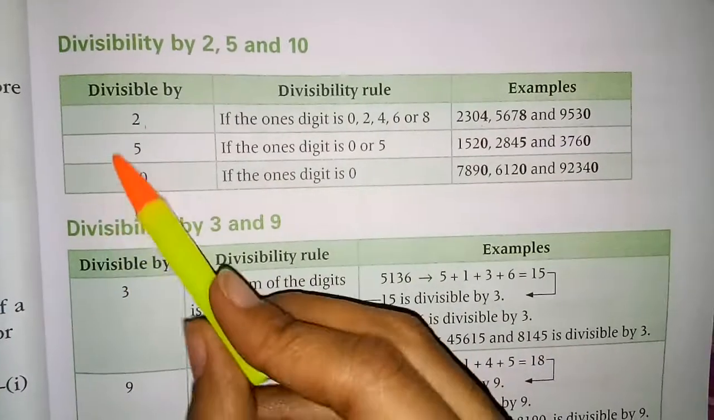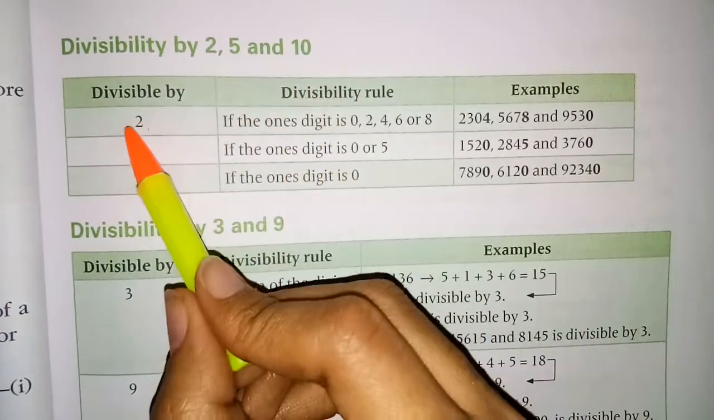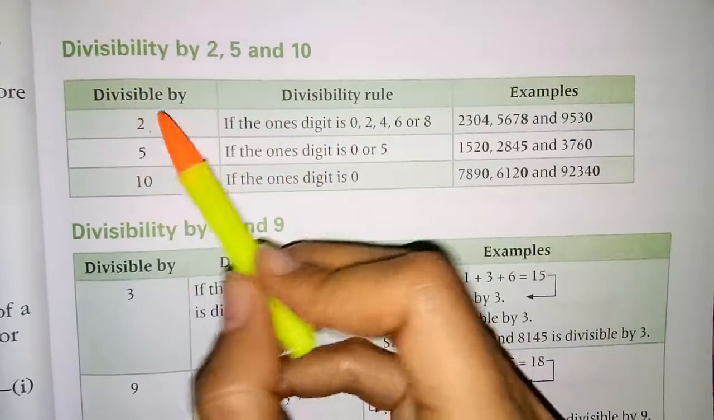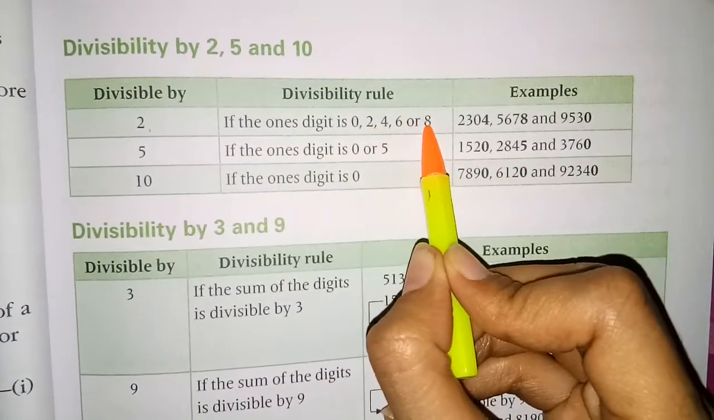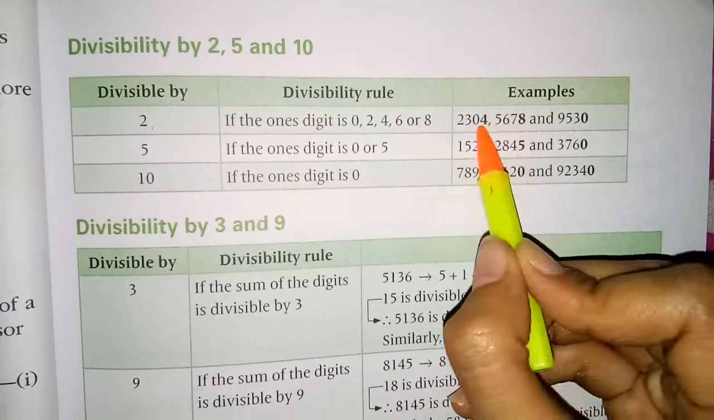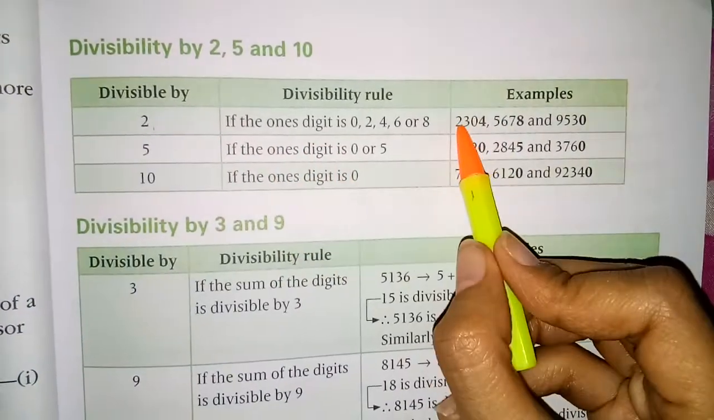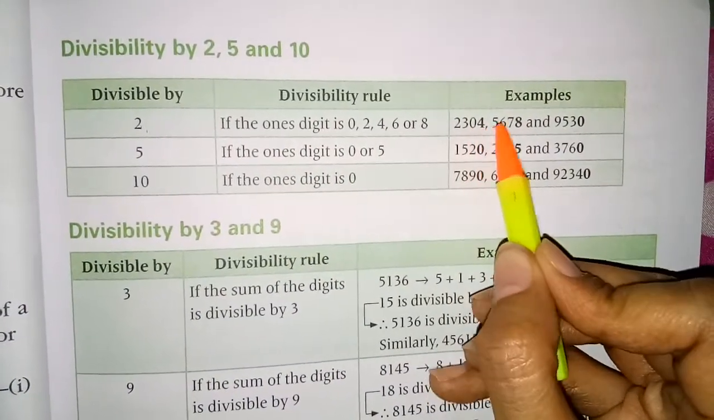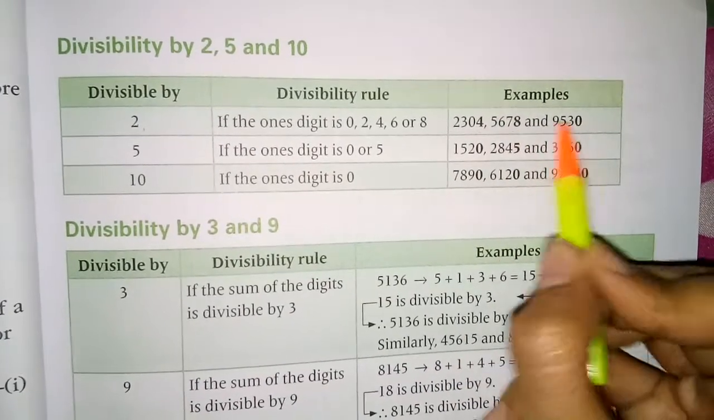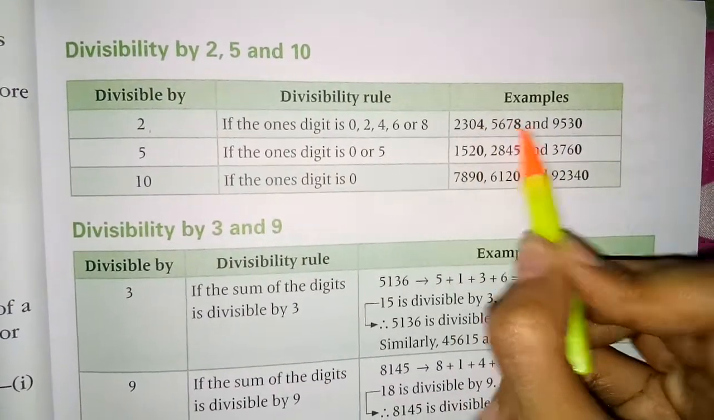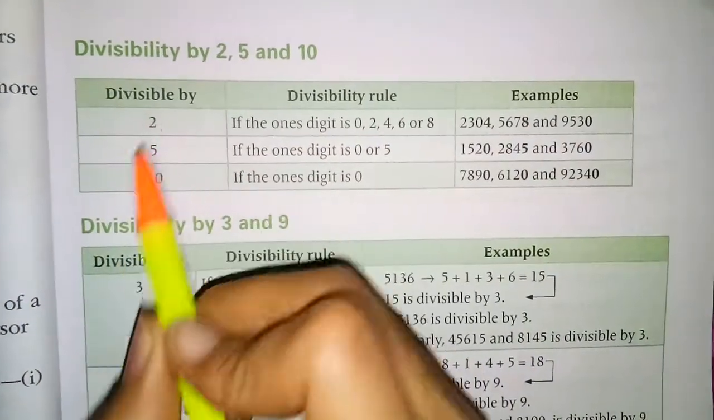So now we will discuss divisibility by 2, 5 and 10. If I talk about divisibility by 2, then if there is 0, 2, 4, 6 or 8 on ones place, then the number is divisible by 2. If I take the numbers 2304, 5678 and 9530, here we have 4, 8 and 0 on ones place, so these numbers are divisible by 2.